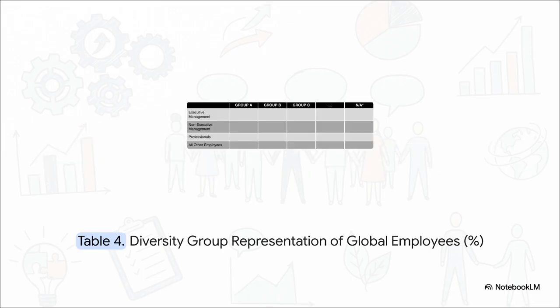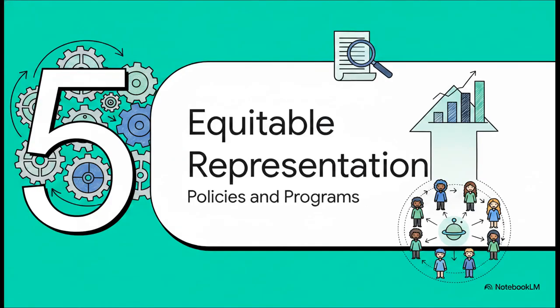And the reporting follows that exact same structured matrix for diversity group representation. It's broken out across those exact same 4 management and staff layers on the left, the specific groups tracked across the top, whether that's race, ethnicity, or socioeconomic background. Well, that will just depend on what is applicable and legally permissible in your specific operating jurisdictions. Finally, let's look at Section 5, Fostering Equitable Representation.